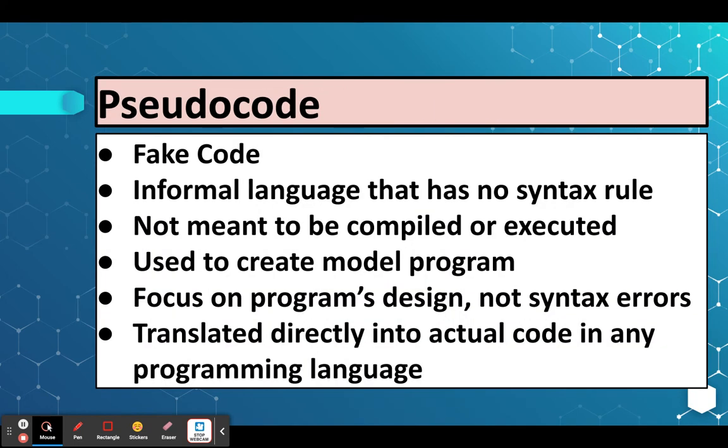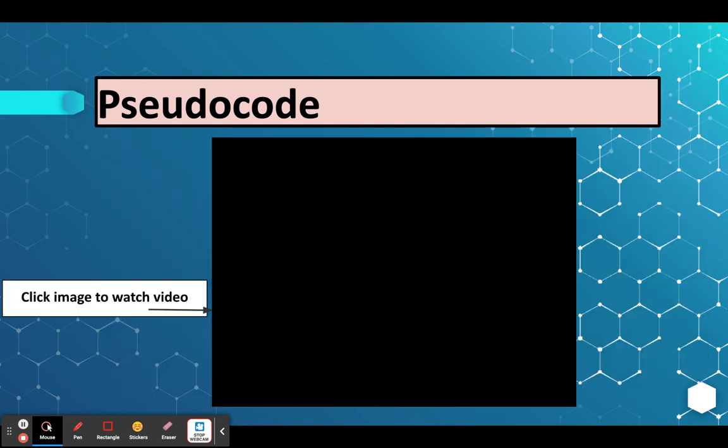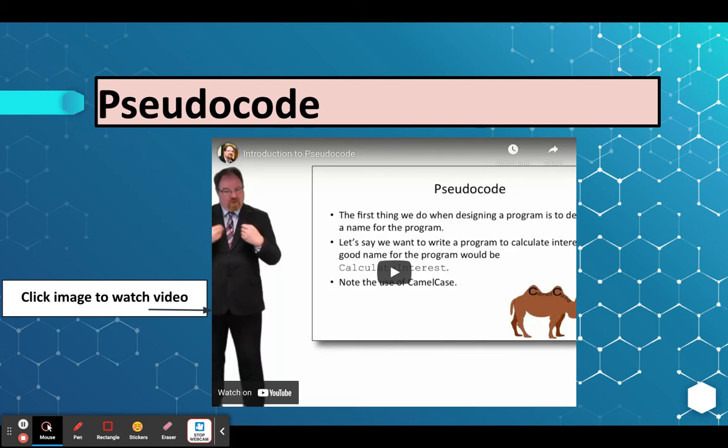Okay, so then there's something called pseudocode, which is a fake code. And that is informal language that really has no syntax rules, is not meant to be compiled or executed, and is used to create just a model program. So you focus on the program's design, not the errors, and it's translated directly into actual code in the programming language. All right, so that is something that is also part of the actual cycle. This video does a great way of introducing it to you and putting it in vocabulary that is easily understandable.